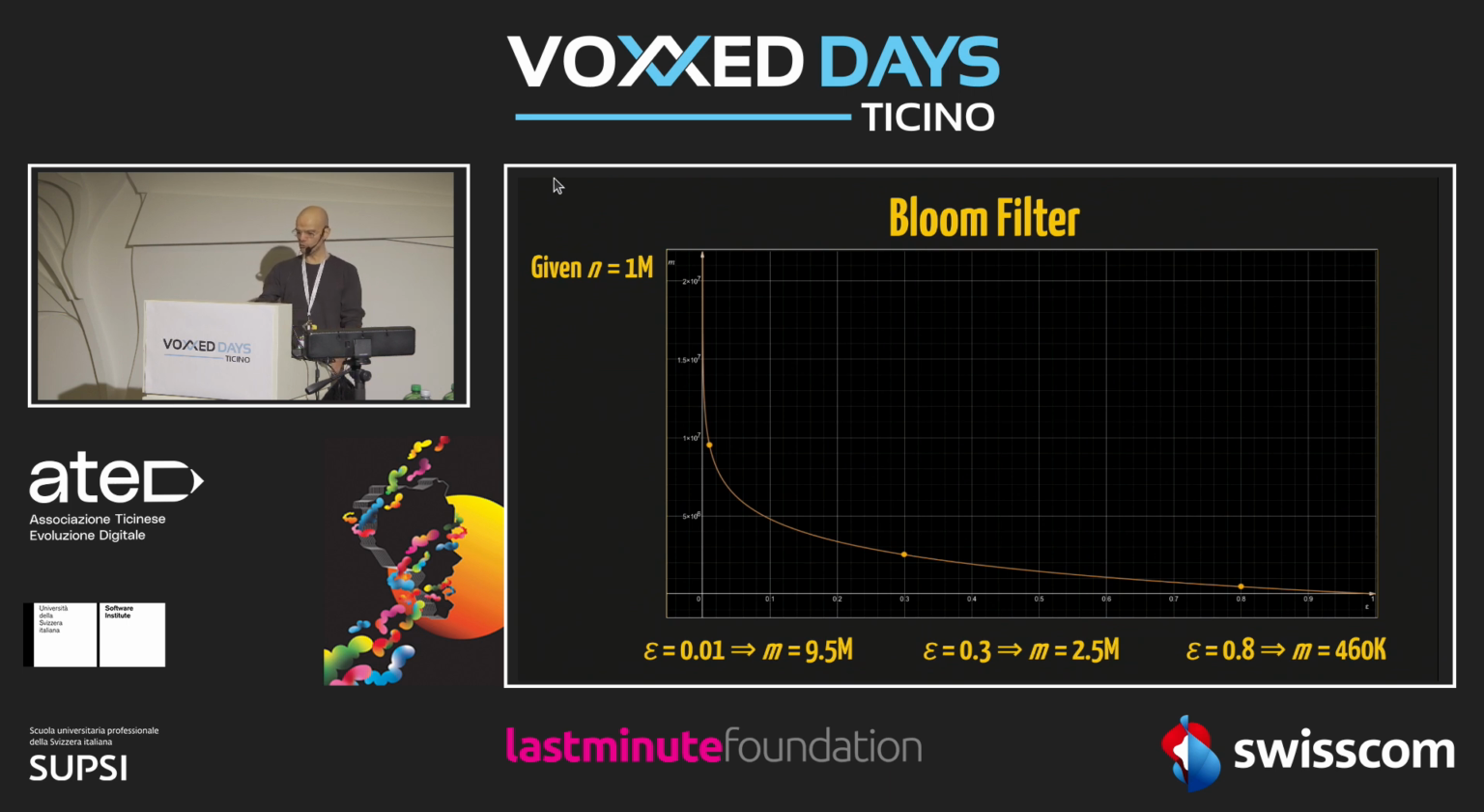And the more we want the error rate to decrease, the more memory we need to do that. So the example that we saw is the one on the left, so we have 0.01, which is 1% of error rate, and then the number of elements is 9.9 million.